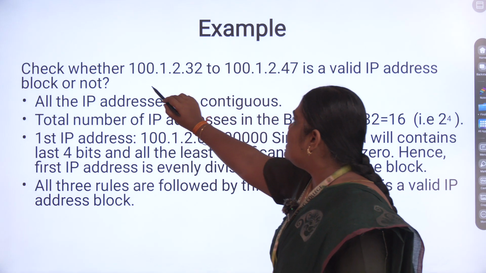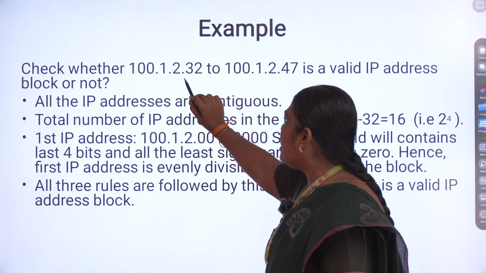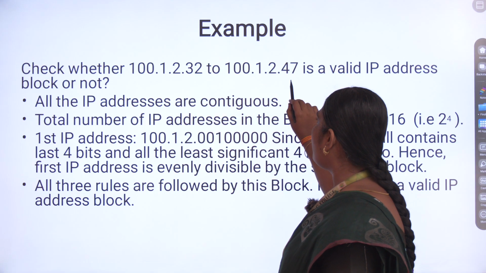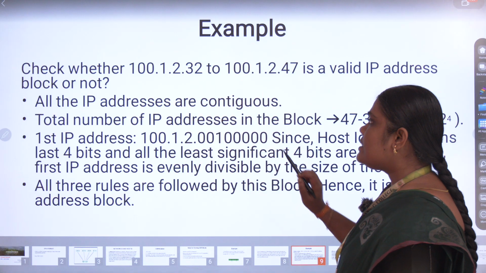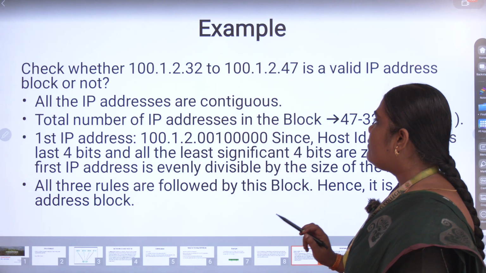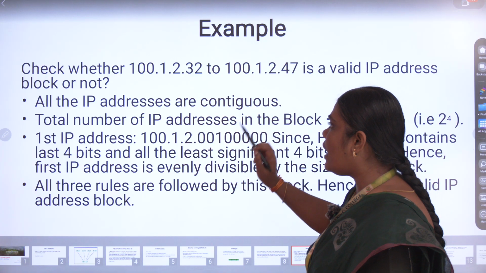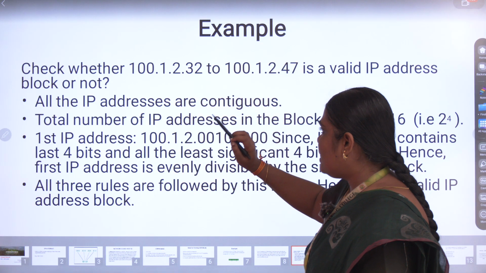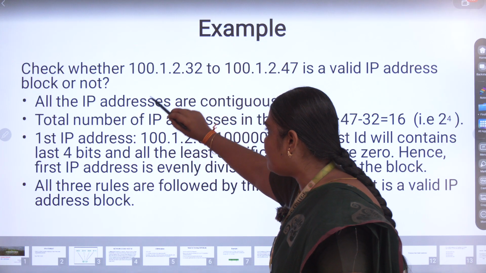Check whether this range they have given, 100.1.2.32 to 100.1.2.47, is a valid IP address block or not. This is the question posed to us. First, we have to check if it is a valid IP block denoted by CIDR notation. Then we should check these rules and follow these steps.